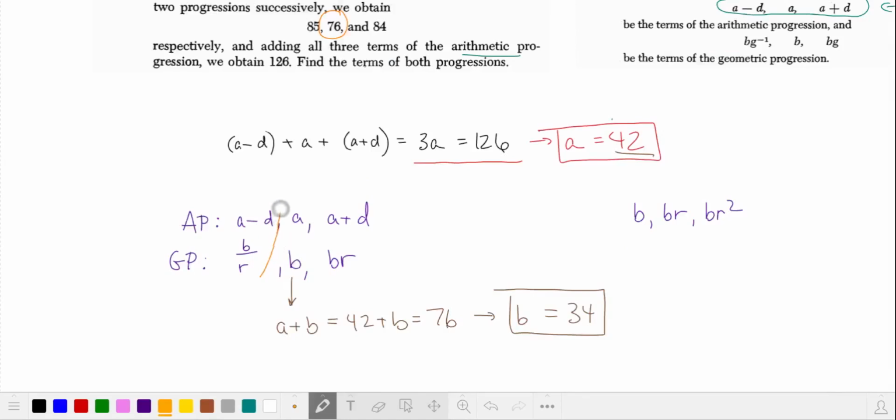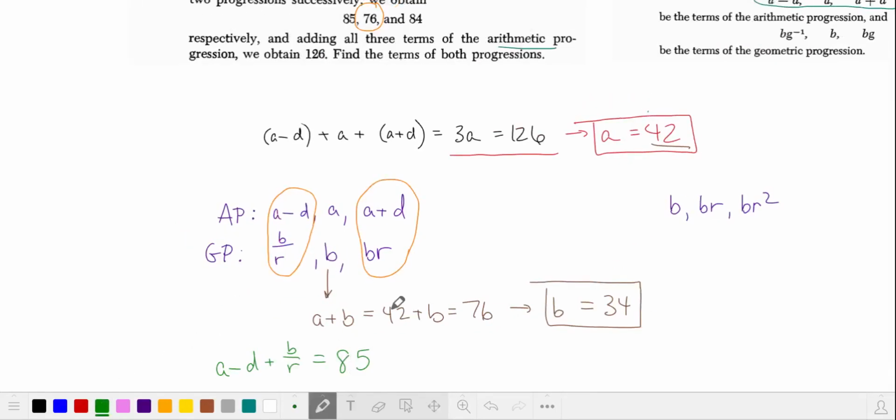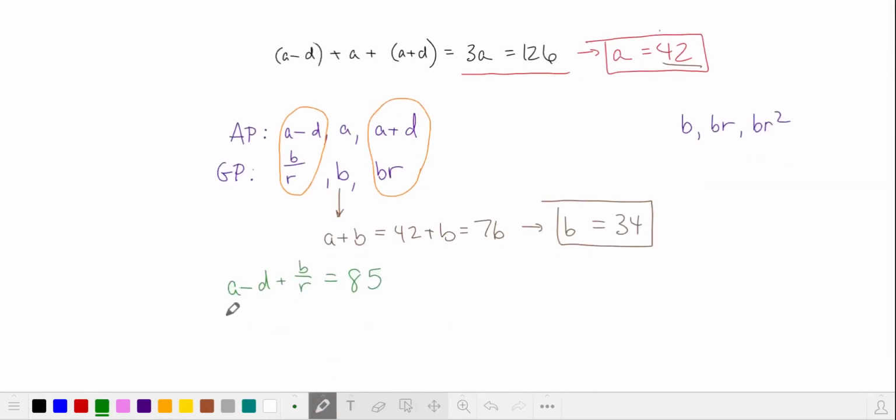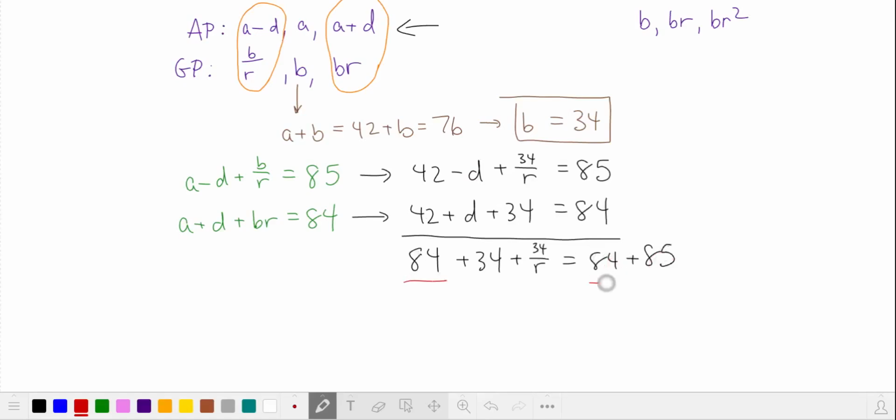We are given the sum of the first terms of both sequences and the last terms of both sequences. So let's write that algebraically. This first one adds up to 85, and the second one adds up to 84. Let's substitute our values of a and b. Here, our method of writing our arithmetic progression comes in handy again, because when we add these two equations, the d variable is going to disappear. On the right, we have 84 plus 85. We can subtract 84 from both sides.